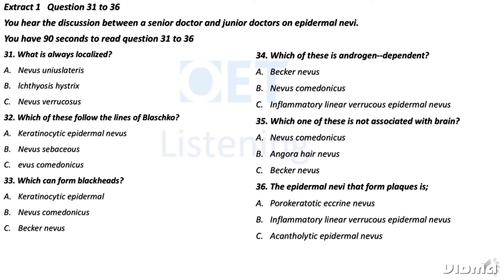Nevus varicosus occurs as a single or multiple lesions, but always localized. Nevus unius lateris occurs as a linear pattern of lesions. Ichthyosis hystrix are generalized lesions. However, epidermal nevi are also classified by their cell of origin. Nevus sebaceous are quite common and are made up of sebaceous glands with or without hair follicles.